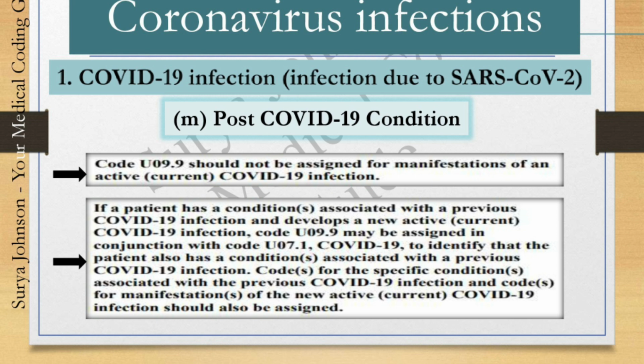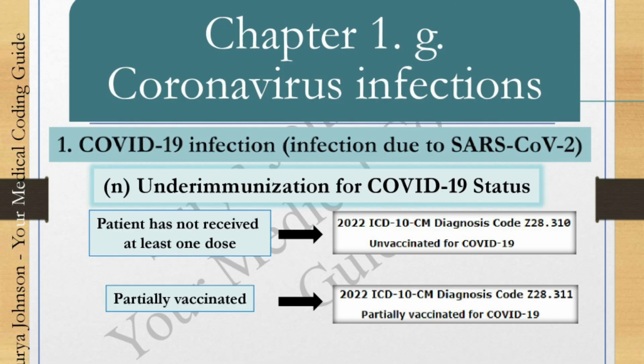The next one is 1N, under immunization for COVID-19 status. So if the patient has not received even one dose of immunization, you will be coding Z28.310 unvaccinated for COVID-19. So the patient has not received even a single dose, so the patient is considered as unvaccinated for COVID-19.